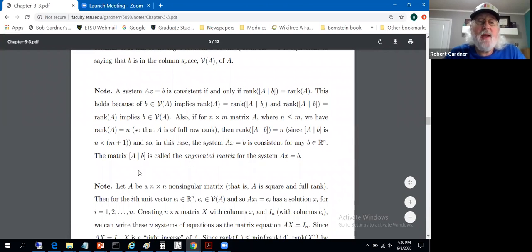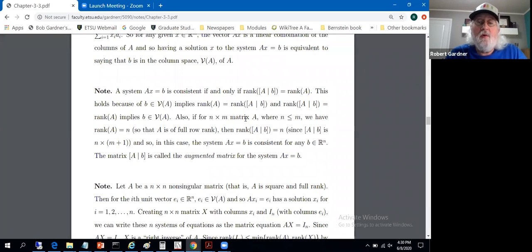Okay, let's drag rank into the conversation. System AX equals B is consistent if and only if the rank of a partitioned matrix, call it an augmented matrix, the rank of the augmented matrix A augmented with vector B, equals the rank of A. So here's one direction: B is in the column space of A implies the rank of A equals the rank of A augmented with B.